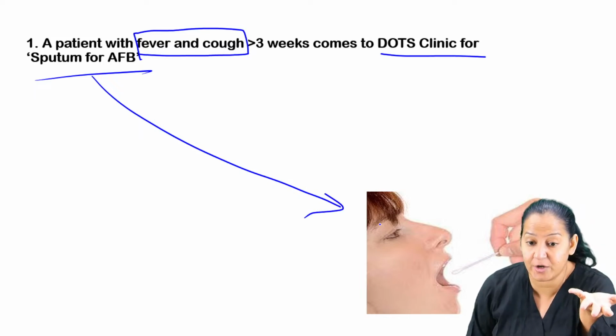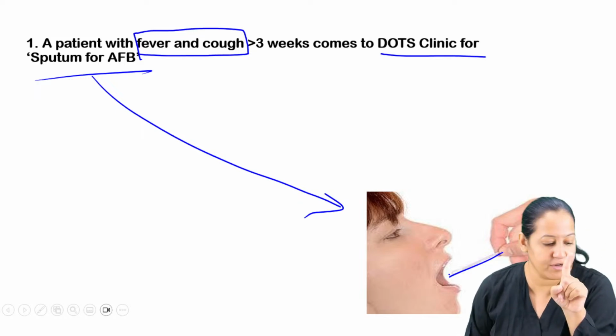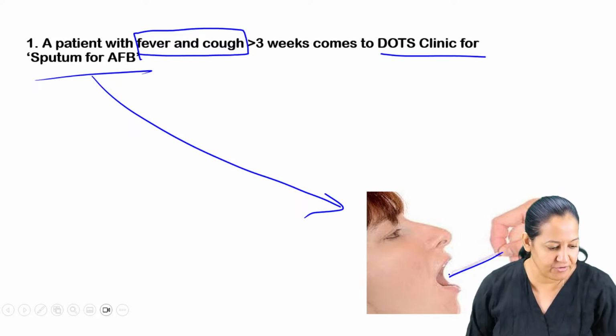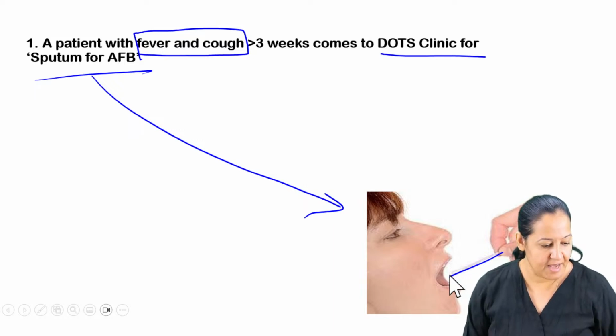So what basically are we doing? We are collecting the sputum. So we are taking the action where? Is it primordial, primary, secondary or tertiary? First you write that. Is it primordial, primary, secondary or tertiary?